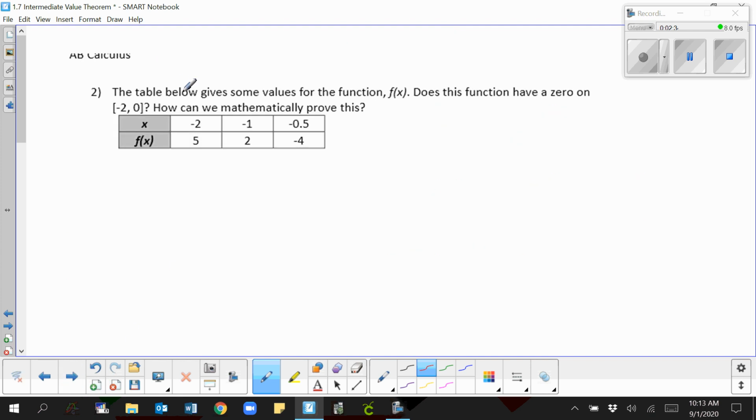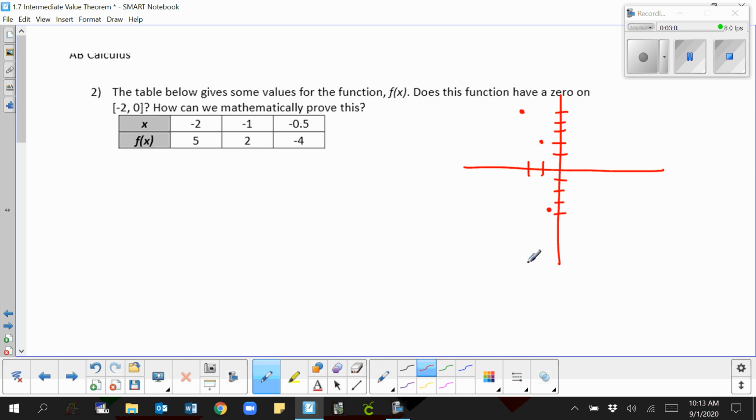When we're looking at number 2, we have a table right here, and it says the table below gives some values for the function f of x. Does this function have a 0 on negative 2 to 0? And how can we mathematically prove this? So for this one, I'm going to make a little graph over here. At negative 2, I'm up here at 5. At negative 1, I'm at 2. And then at negative 0.5, I'm at negative 4.